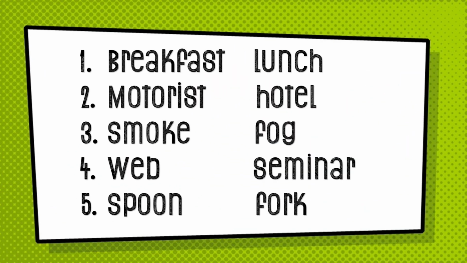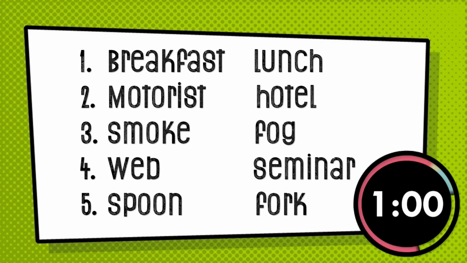In your paper, write the blended form of the following. Number 1, breakfast and lunch. Number 2, motor and hotel. Number 3, smoke and fog. Number 4, web and seminar. And number 5, spoon and fork.